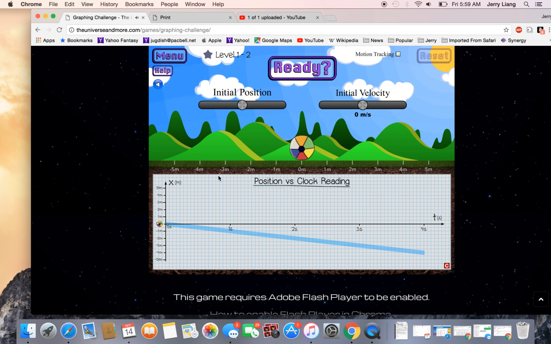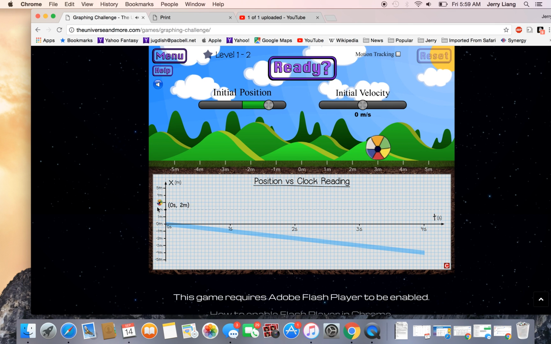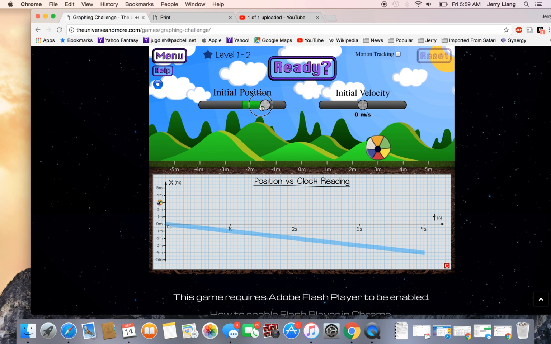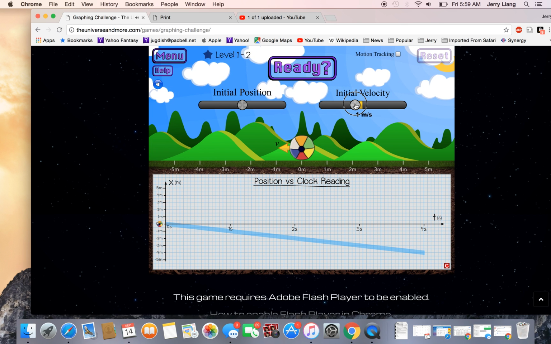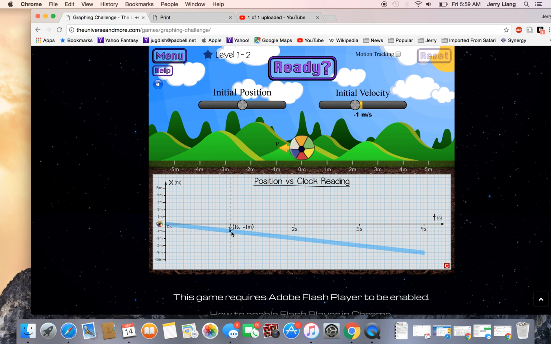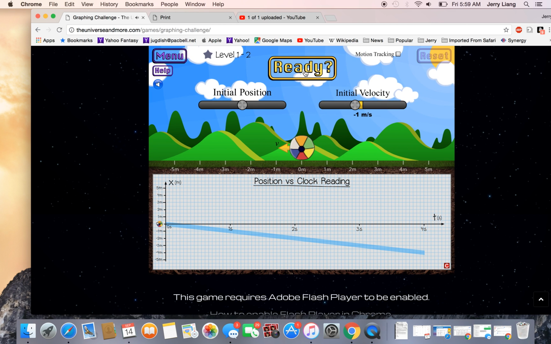So what are we going to do? Well, if I move my ball like this to 3, the ball starts there. And I don't want the ball to start there. I want it to start at 0. So I'm going to keep it at 0. And then my velocity, I'm going to move it to -1. Why -1? Because at 1 second, it should be at -1. And then at 2 seconds, it should be at -2. So I click ready.